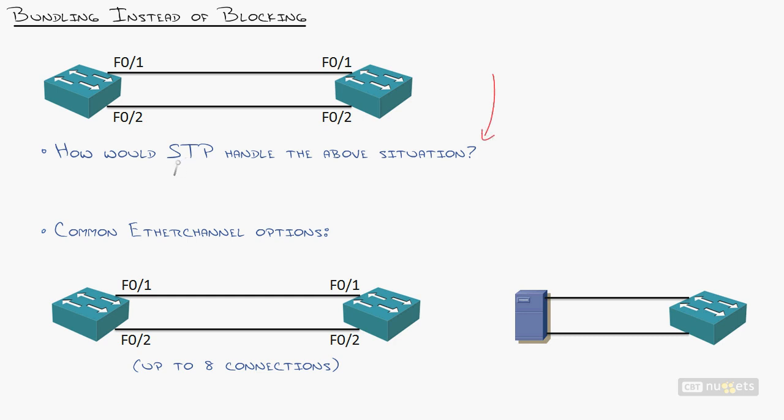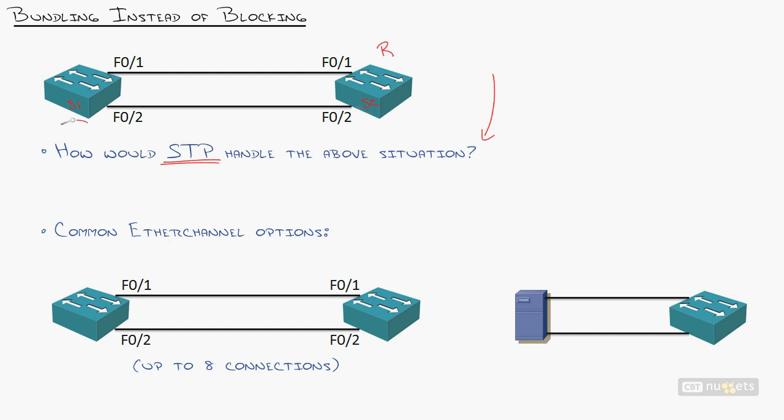Do a good little spanning tree review here. How would spanning tree handle the above situation? Well, it's going to block one of those ports, but how? Well, remember, spanning tree elects the root bridge. Let's just say that we have switch 2 and switch 1 over here, and switch 2 ended up being the root bridge of the network.